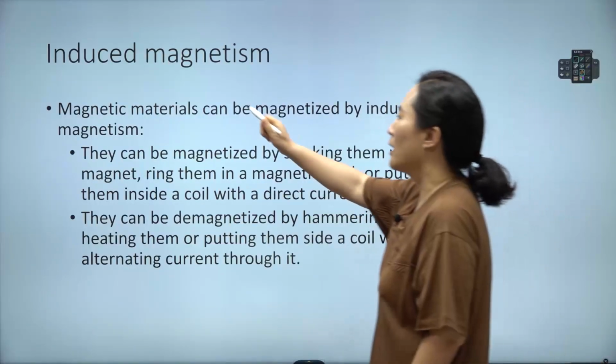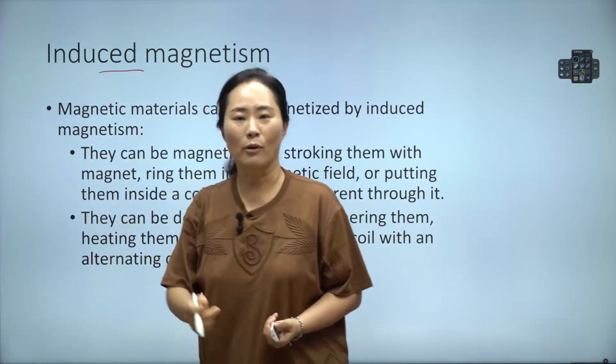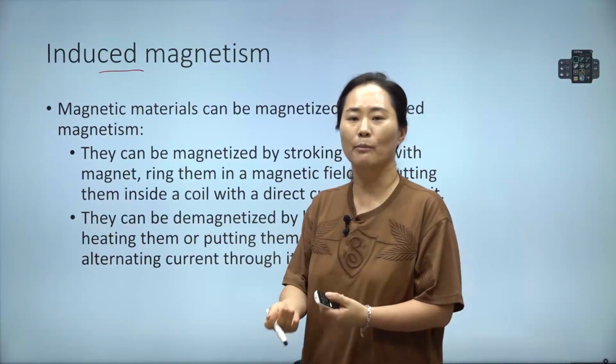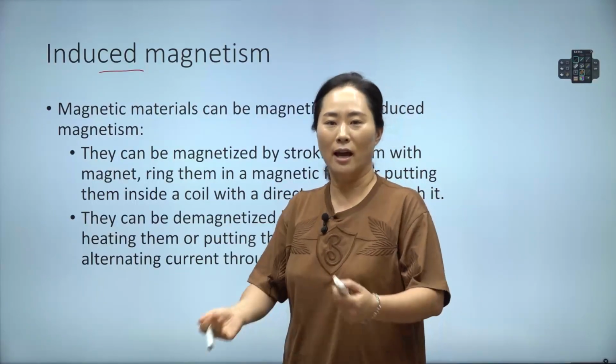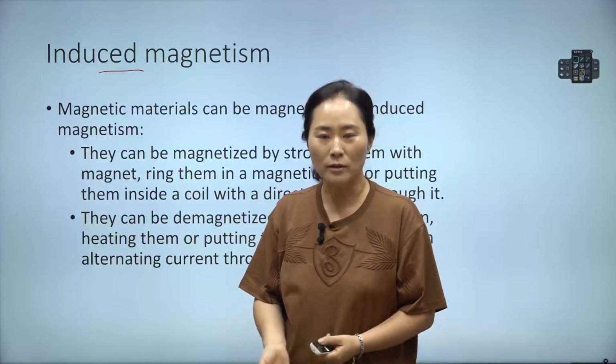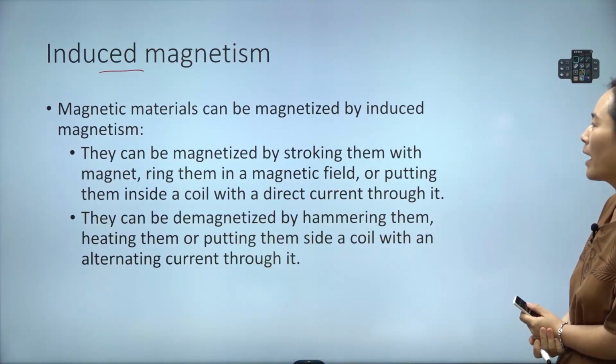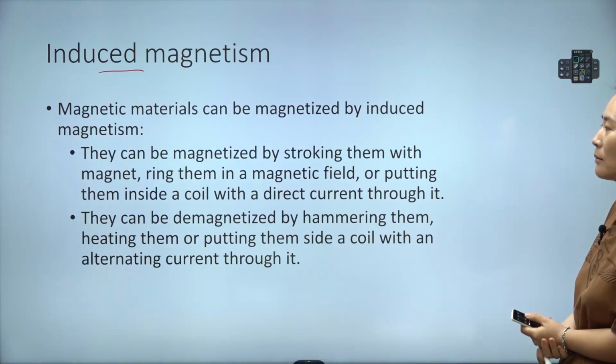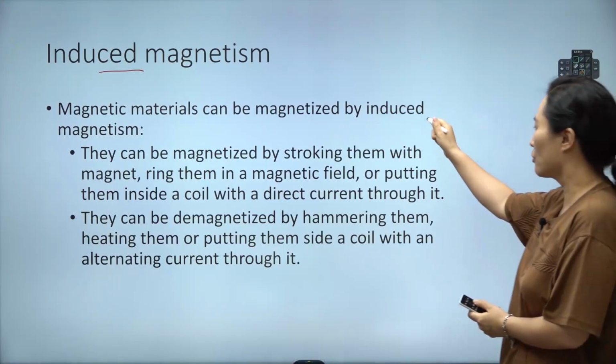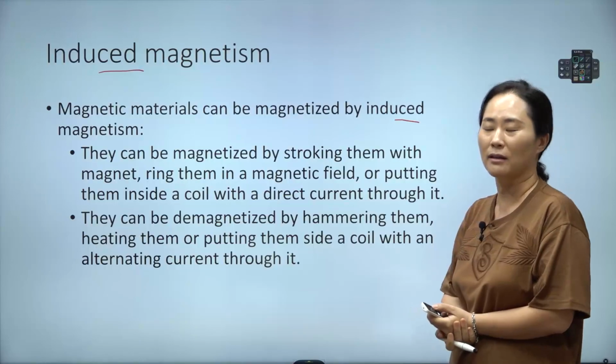Now, the word induce. Induce means temporarily, right? We're trying to make the magnetism. It's not natural, okay? But forcefully, we're trying to. So magnetic materials can be magnetized by induced magnetism. So we're forced to make the magnetism.